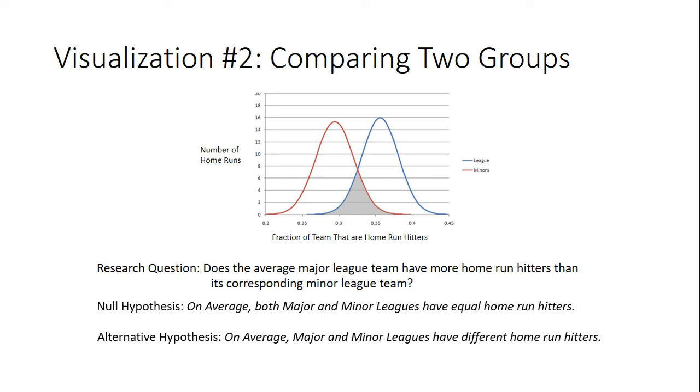Going back to the graph, the minor league, which is represented by the red bell curve, has a mean of around 0.28, while the major league, which is represented by the blue bell curve, is around 0.36. So there is a difference. Therefore, we can say that on average, major and minor leagues have different home run hitters, and we can reject the null hypothesis.